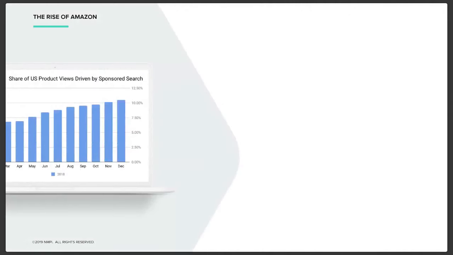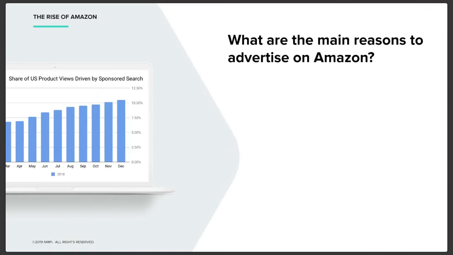And on the Amazon platform, we can see this change as well. This graph shows the share of US product views driven by sponsored search. And looking throughout 2018, this increased from 6.6% in January to 10.5% by the end of the year, showing not only an increasing user willingness to interact with sponsored results, but also an increase in ad spend from the advertiser side. But why are marketers advertising on Amazon?